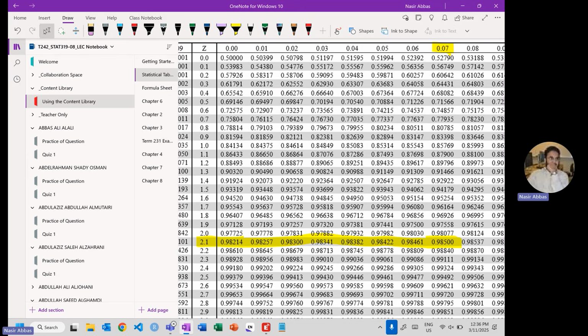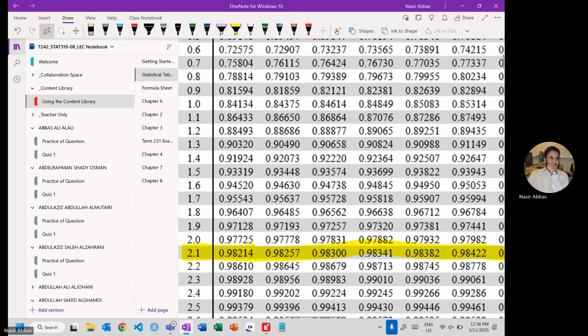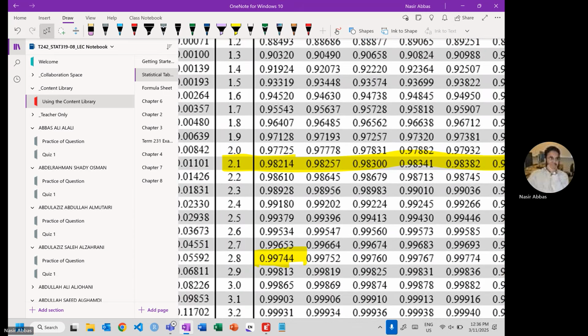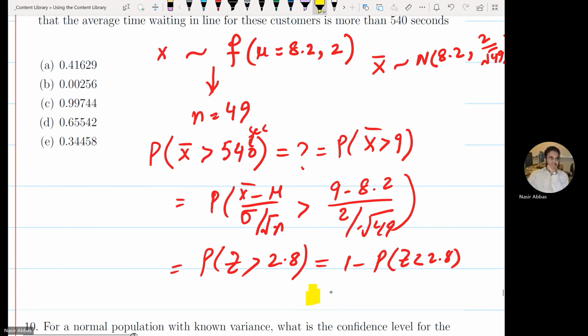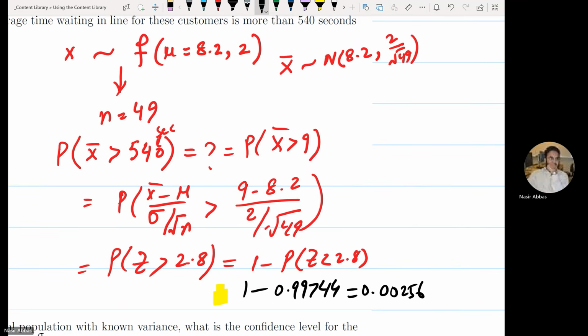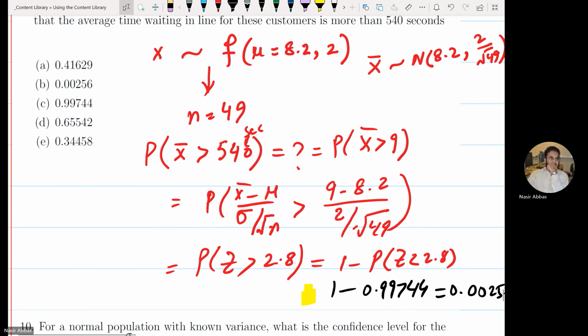0.99744. Here it is. 0.99744. This is the area below 2.80. You take this area, go back to the question. 1 minus 0.99744, and the answer is 0.00256. Any questions?